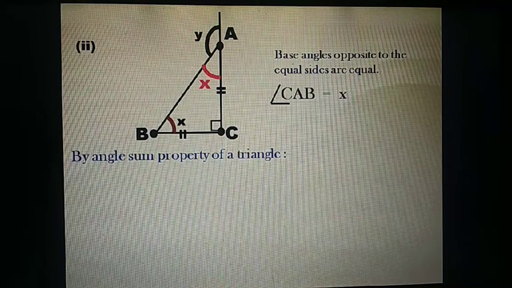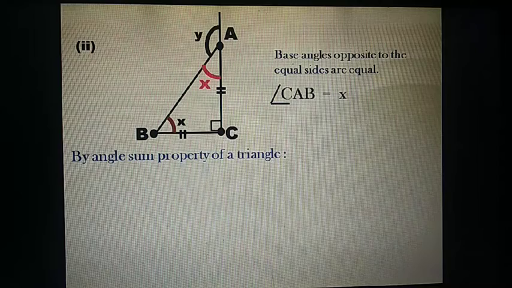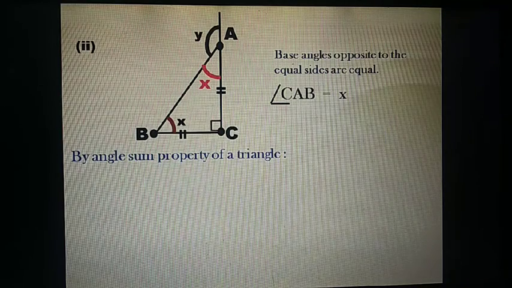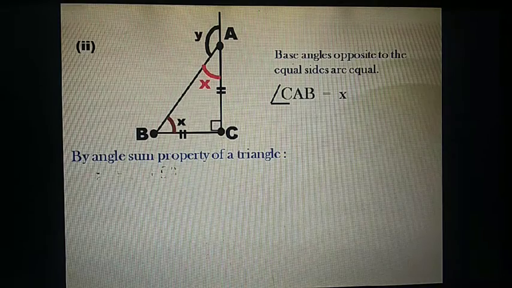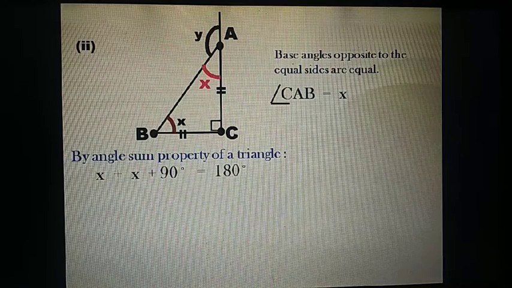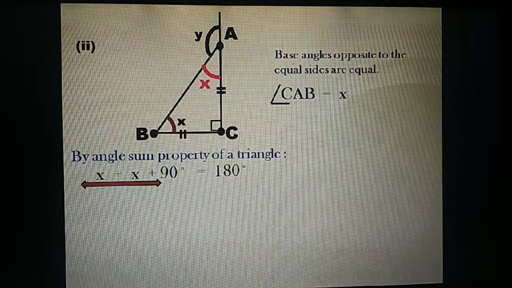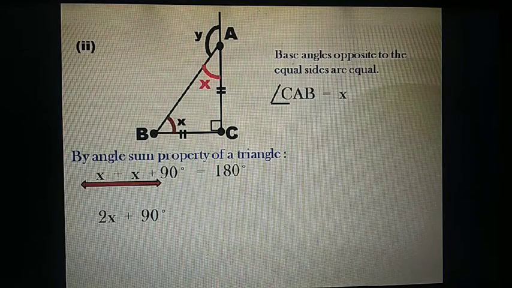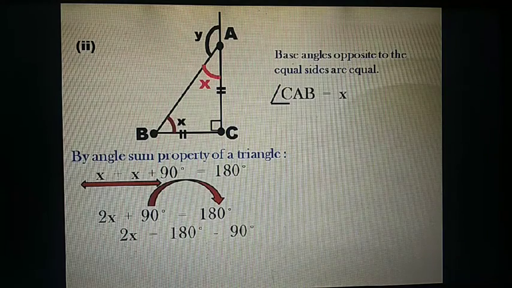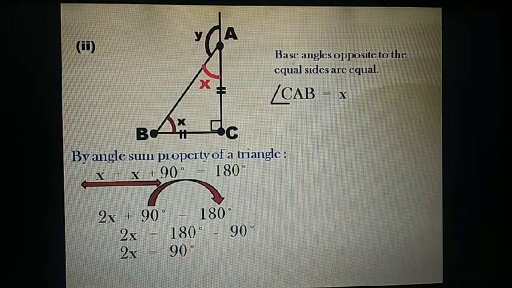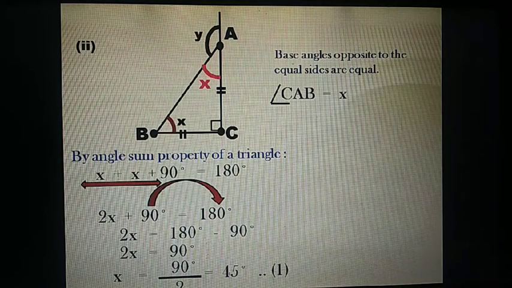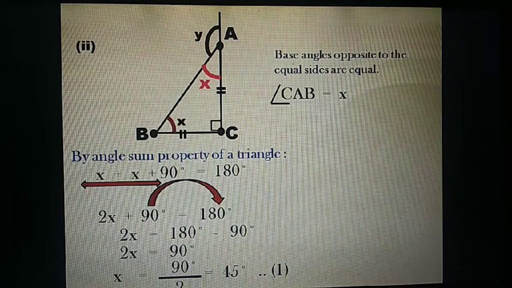Now, using the angle sum property, as the third angle is clear, it's 90 degrees. There is a square at vertex C. So you will use the angle sum property. Yes, same variable, we can add them. Shifting 90 degrees, you will get the value as 90 degrees. Dividing 90 by 2, we will get the final answer as 45 degrees. This is the value of x.